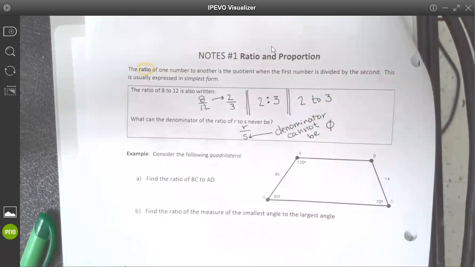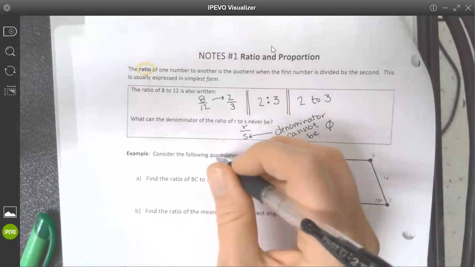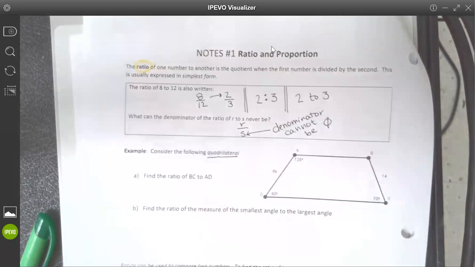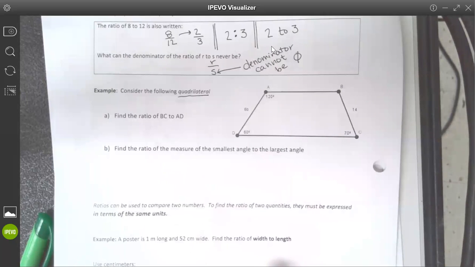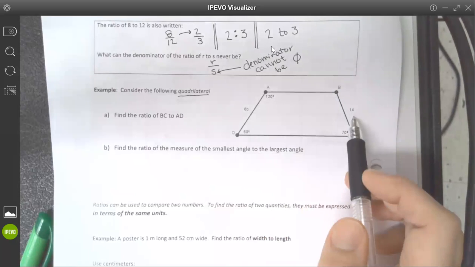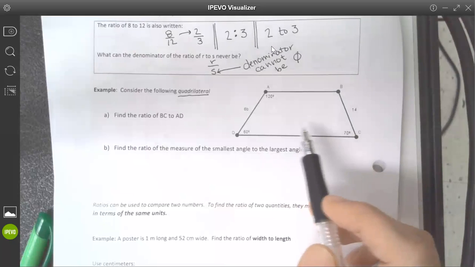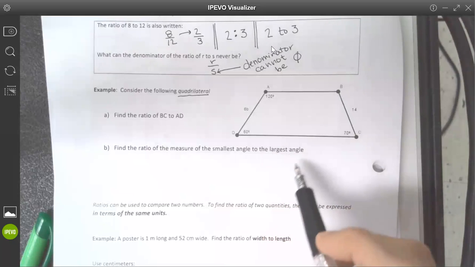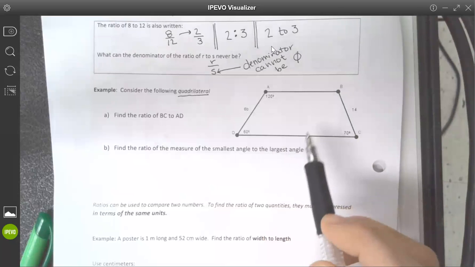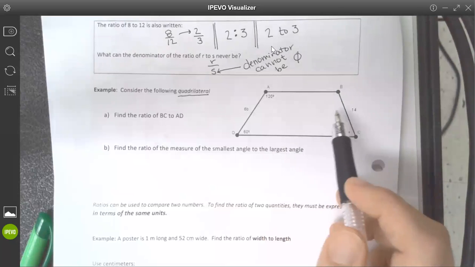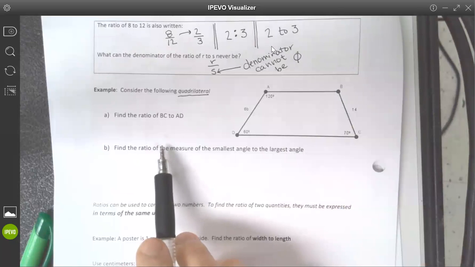Okay, so this says quadrilateral. It looks like a trapezoid. We don't know for sure that it's a trapezoid. We know that it's a quadrilateral, which is that it has 4 sides. And so we also don't know that it's an isosceles trapezoid. I couldn't, for example, say that these sides are equal. We're not given any of that information. We just know that this is a 4-sided shape. What we can do is find the ratio of one side to another side.